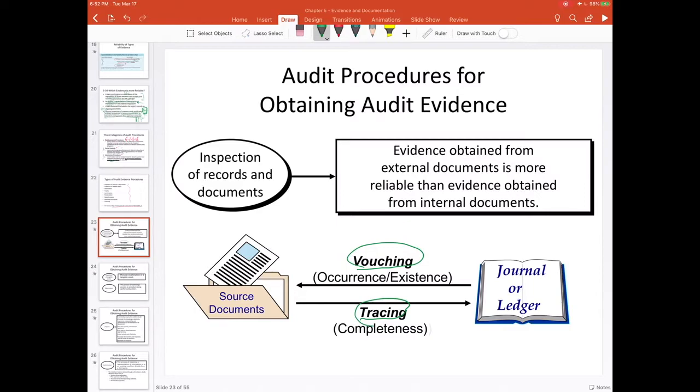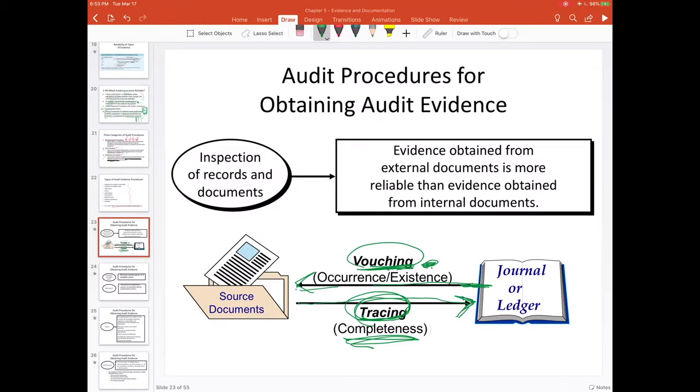So when this term vouching is used, it is almost always, I would say about 95% of the time, vouching is used to refer to tests of existence. And essentially what it means is you are going directionally from accounting records to source documents. Tracing is the opposite. If you are tracing something, it is a test of completeness, and you're going from source documents to the accounting records.